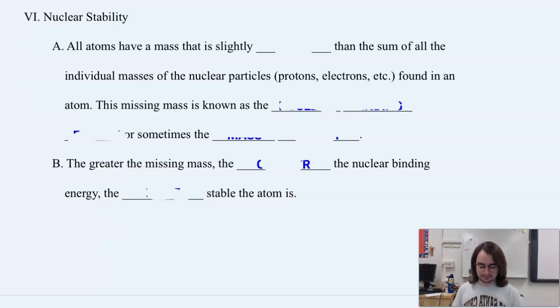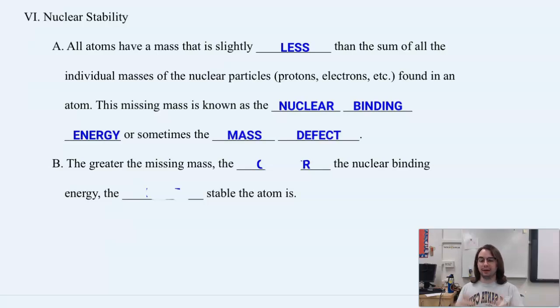Understand that all atoms have a mass that is slightly less than the sum of all the individual masses of the nuclear particles. So if you take the individual masses of each of our known particles and you add them up, something's missing. This is known as the nuclear binding energy. It is the amount of energy that's involved in the binding and releasing of these particles. It's also sometimes referred to as the mass defect. The greater the missing mass, the greater the nuclear binding energy, and that means the more stable the atom is. So the greater the missing mass, the more energy is involved in holding that atom together, which makes it more stable.